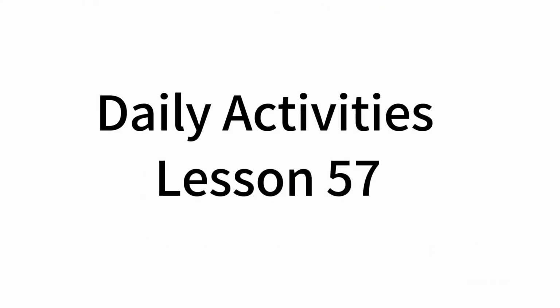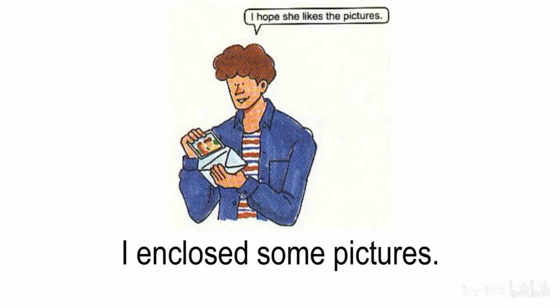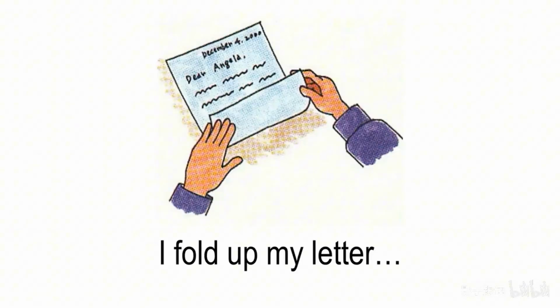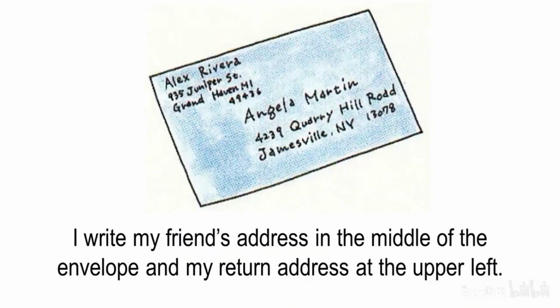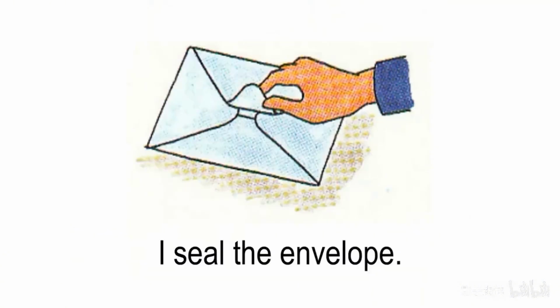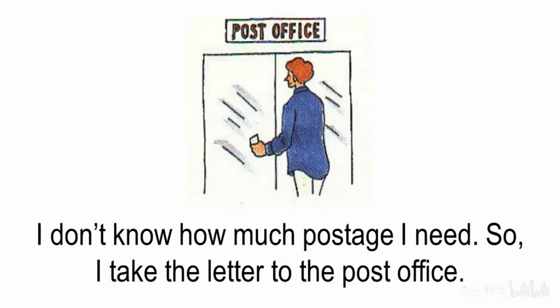Daily activities. Lesson 57. I enclosed some pictures. I hope she likes the pictures. I fold up my letter and put it in the envelope with the pictures. I write my friend's address in the middle of the envelope and my return address at the upper left. I seal the envelope. I don't know how much postage I need, so I take the letter to the post office.